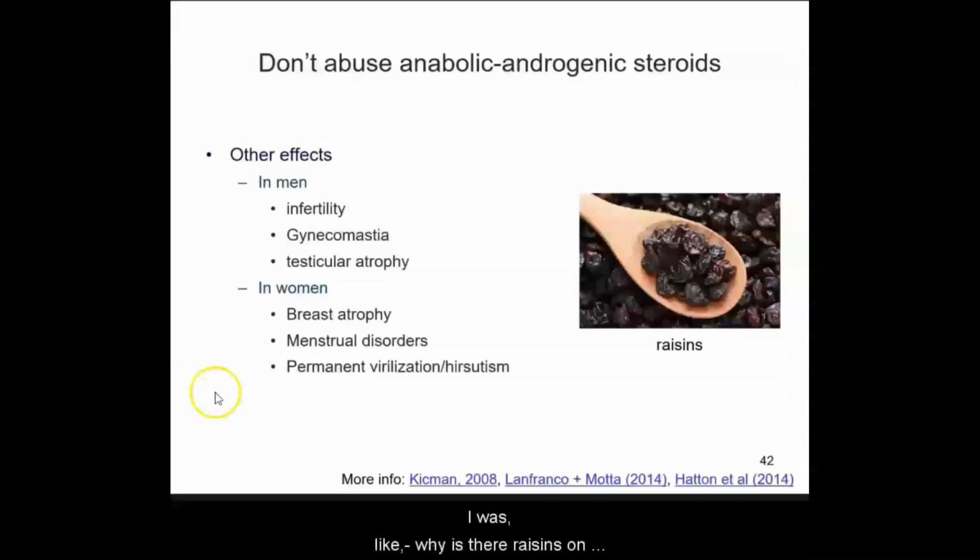When I saw this photo, when I was talking in class, I was like, why are there raisins on here? Because I had put it in the semester before and I had forgotten about it. It's a representation of one of the side effects in males, which is testicular atrophy, which causes the testicles to basically shrink into little raisins. Last semester, it was so funny. In the chat, somebody put, so if you eat too many raisins, will you get testicular atrophy? Which I thought was really funny.